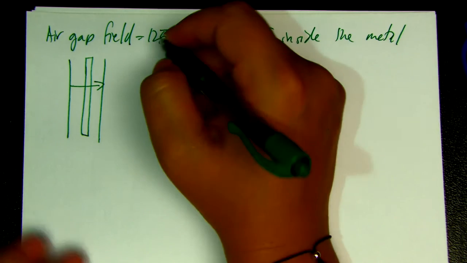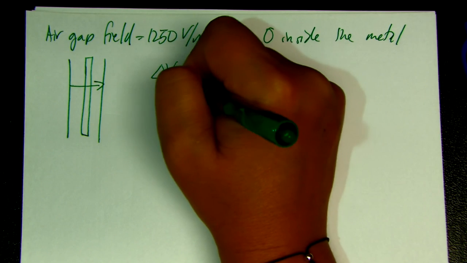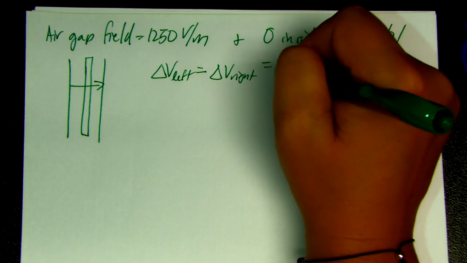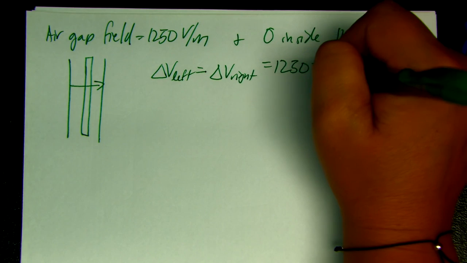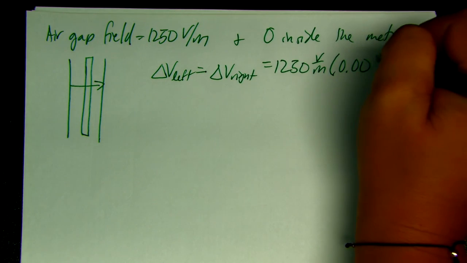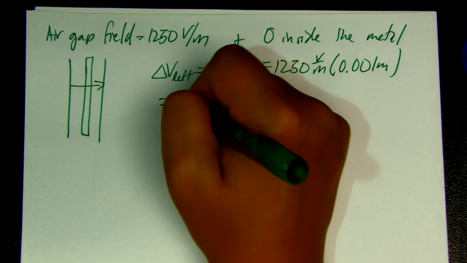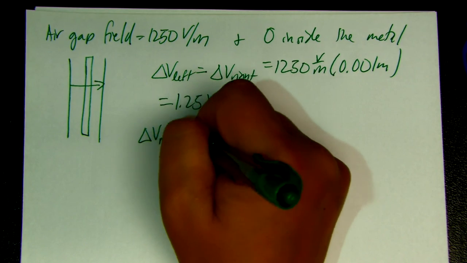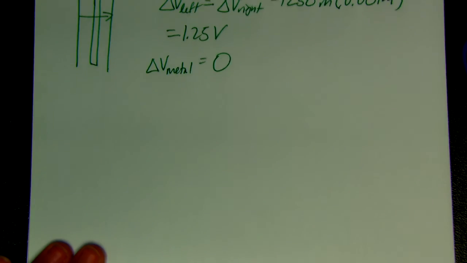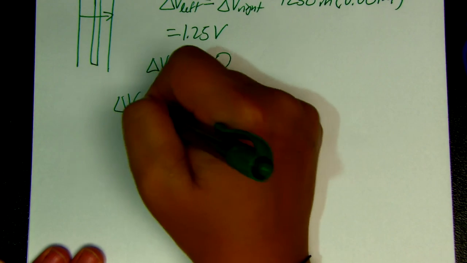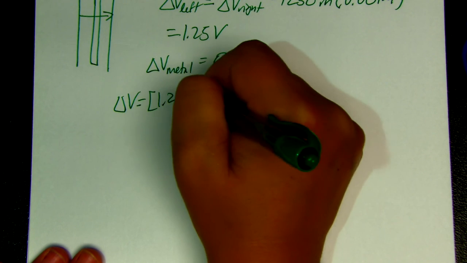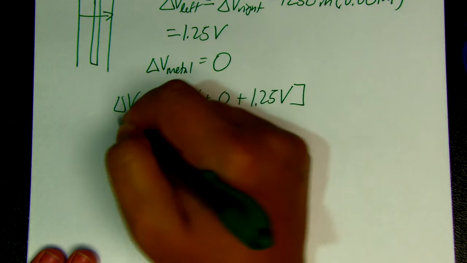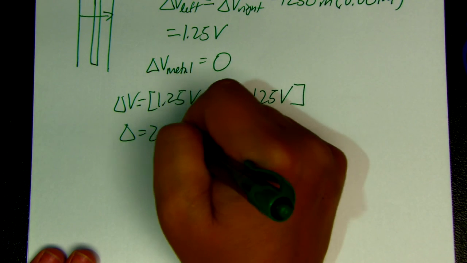The air gaps are going to be the same, so delta V left is equal to delta V right is equal to 1250 volts per meter times 0.001 meters. This is 1.25 volts. Delta V metal is equal to 0. So delta V is equal to 1.25 volts plus 0 plus 1.25 volts. Delta V is equal to 2.50 volts.